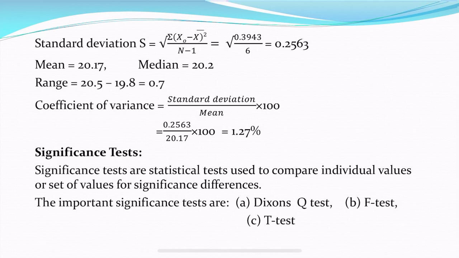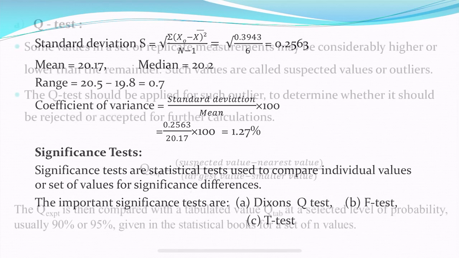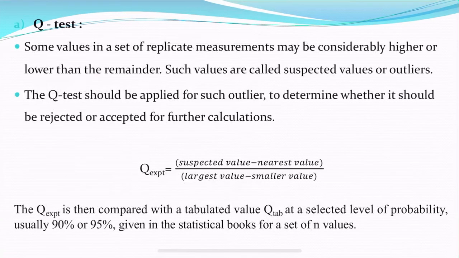The important significance tests we see in chemistry, especially in analytical chemistry, are the first one, the Q test, familiarly called Dickson's Q test, the second one, the F test, and the third one, the T test. These are the three main, important significance tests which we are going to see in chemistry.